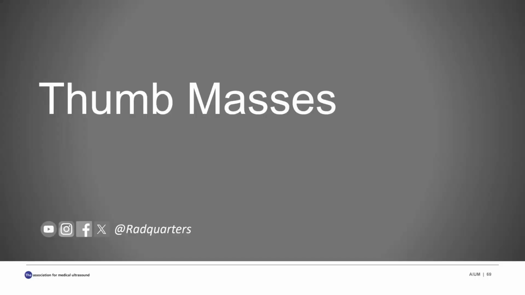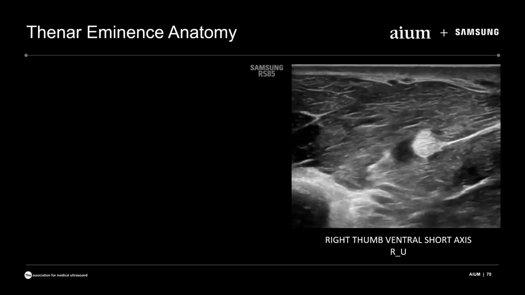All right, so let's move on to thumb masses. So I'll start by reviewing some of the thenar eminence anatomy. So the thenar eminence is that fleshy part at the base of the thumb pad. And so this image here is a short axis image of that region. Here's the radial side. This is the ulnar side. And you can see there's the first metacarpal of the thumb. And then this tendon is that flexor pollicis longus tendon that I showed you more distally, inserting on the distal phalanx. And then all these surrounding muscles make up the thenar eminence.